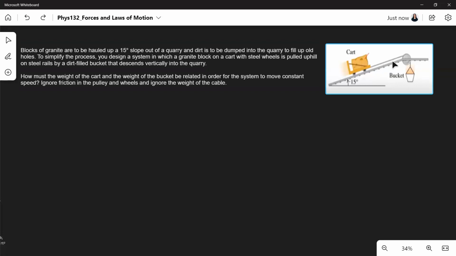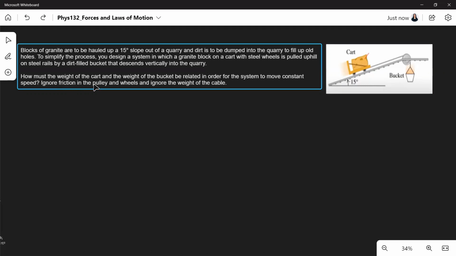So the two objects are connected using a cable. Okay, so we are assuming that the system is frictionless because it says here that we need to ignore friction in the pulley and wheels and ignore the weight of the cable. Okay, so how must the weight of the cart and the weight of the bucket be related in order for the system to move at constant speed? Meaning acceleration is zero.